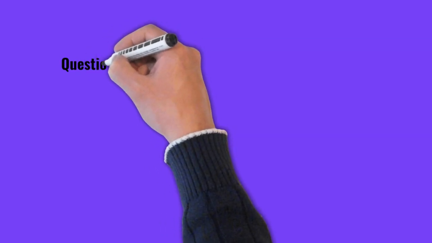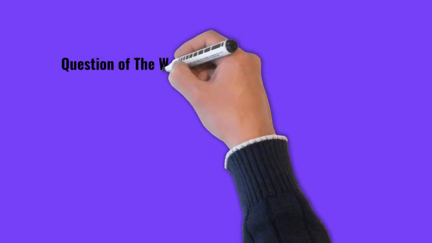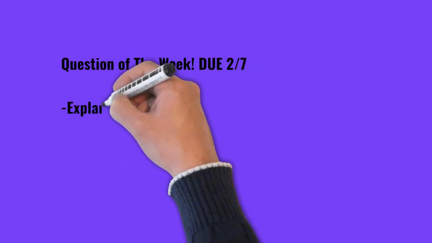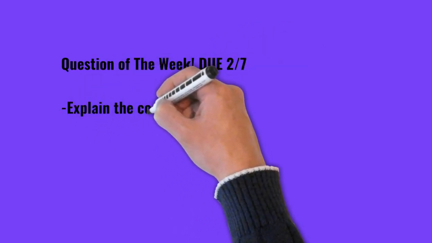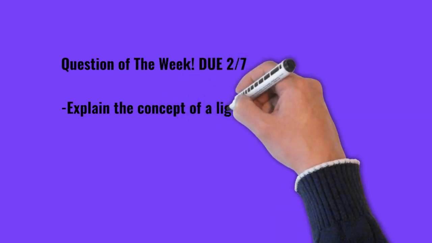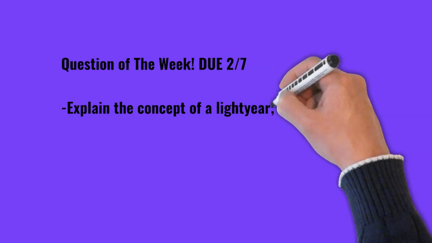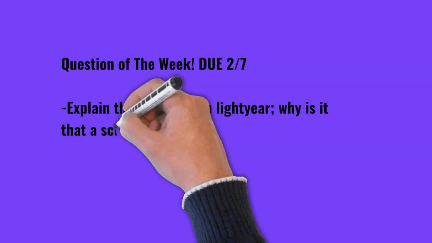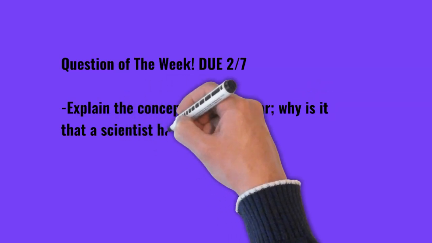You're going to want to pause for the question of the week at the end of this. So I want you to explain the concept of a light year. Why do we use a light year? What kind of measure is a light year? There's a little bit of a hint in the second part of the question, which is why is it that a scientist has to infer things while looking at outer space?